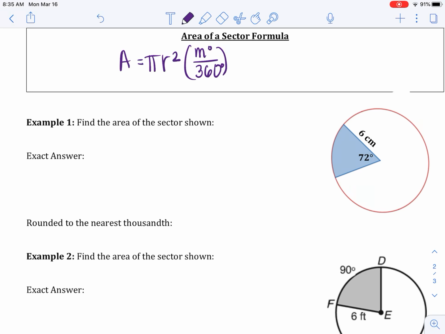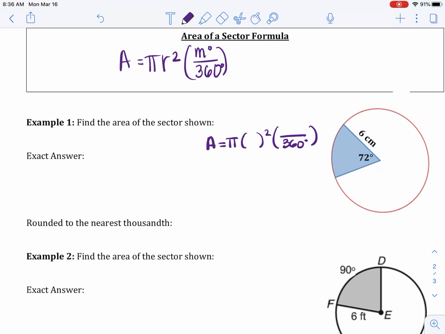Okay, so we're going to find the area of the sector shown. So I'm also going to show you how to find an exact answer versus a rounded answer in this section. You can do this with circumference also. You can find an exact answer for circumference, and we'll cross that bridge when we get to it. Okay, so first off, let's write down the formula here. So I need area of a sector. So I go area equals pi times the radius squared, times the measure of the arc over 360.